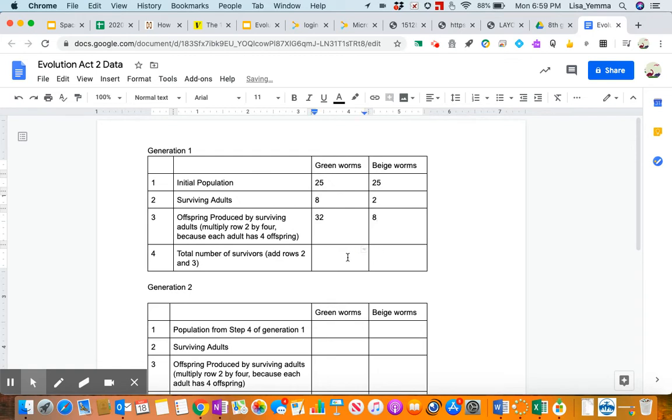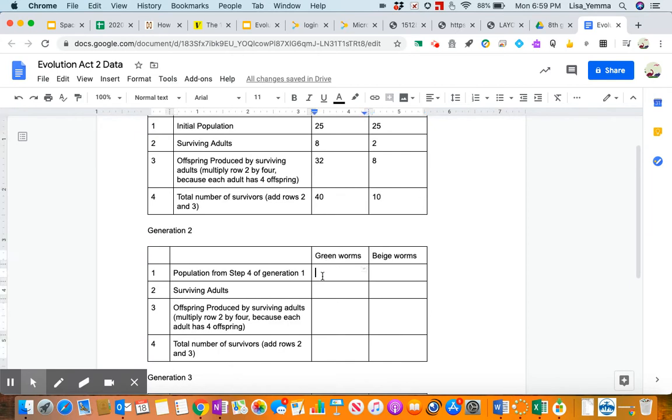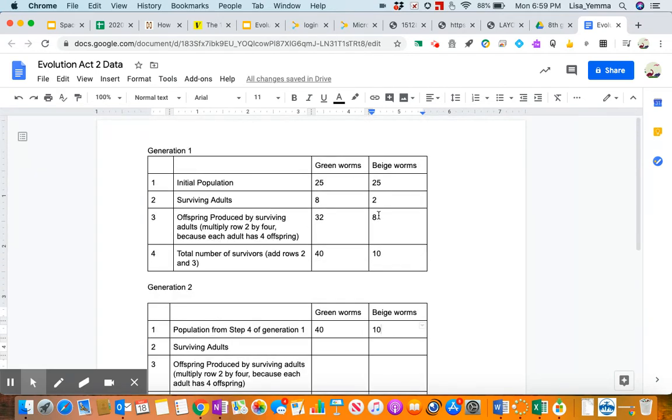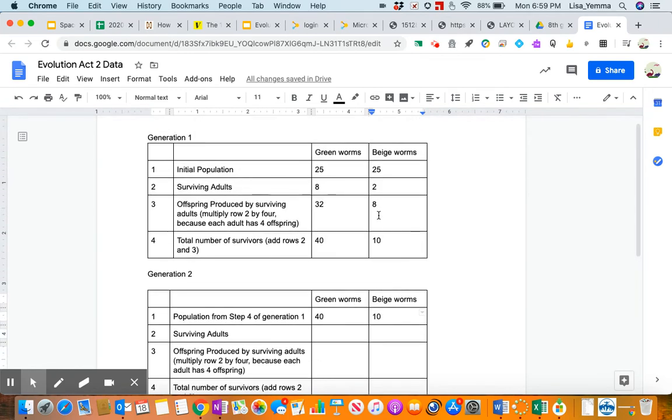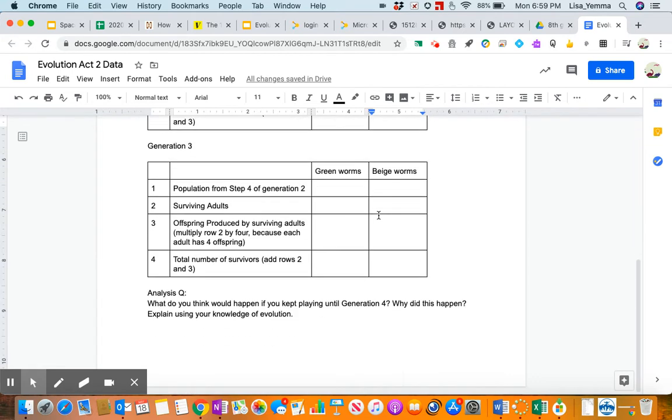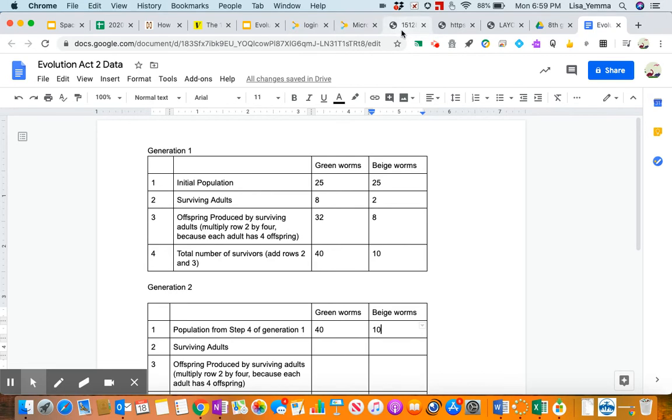And so I have to add the surviving adults to their babies. For my green worms, I have a total of 40, and for my beige worms, I have a total of 10. When I go down to do generation 2, I start with 40 and 10. So I'm going to let you finish filling out this data table and watching the video, and then you can do all that information on your own. Make sure you also answer the analysis question down here. Also make sure you finish to the end of the video.